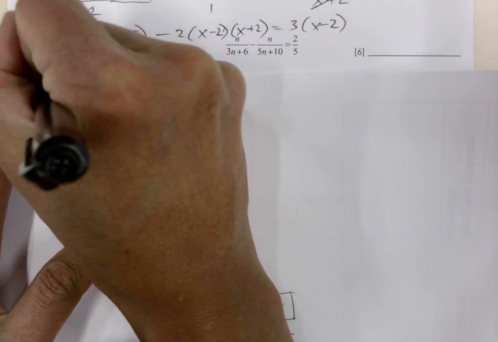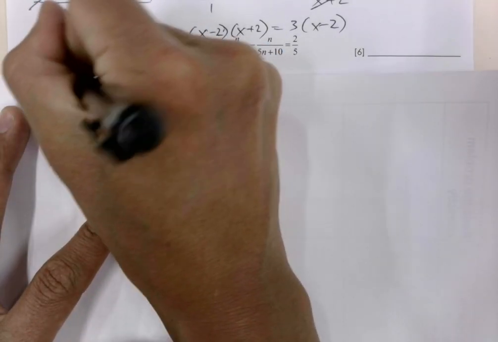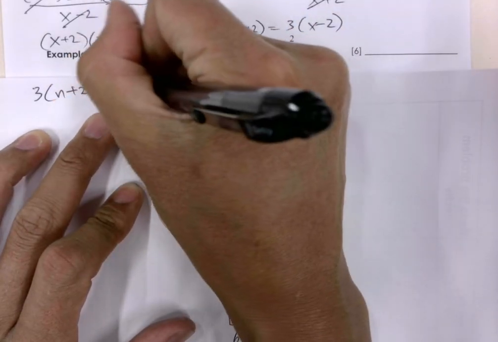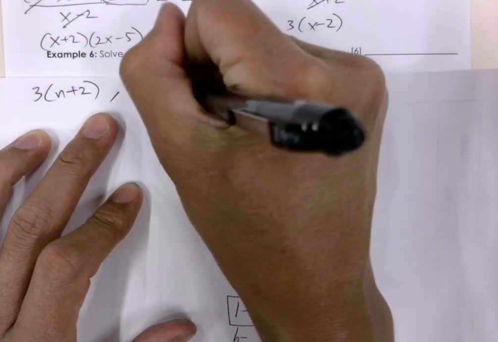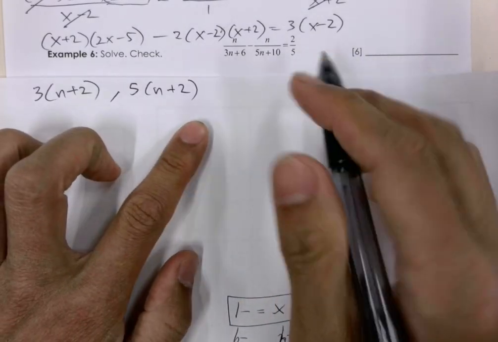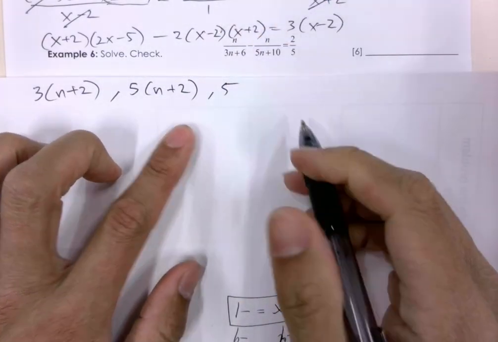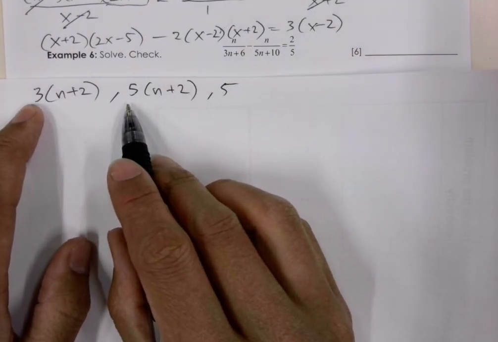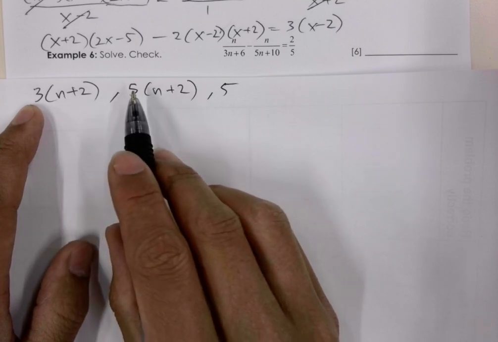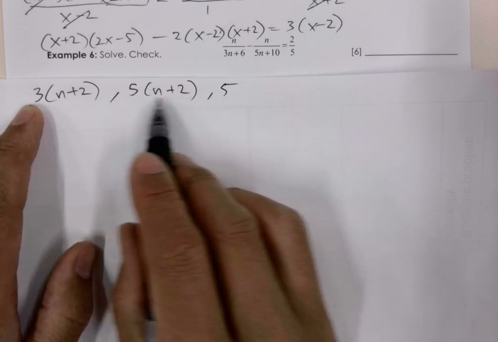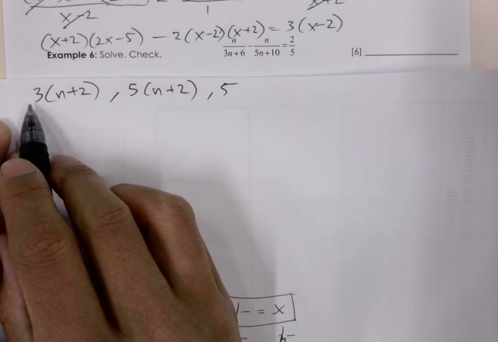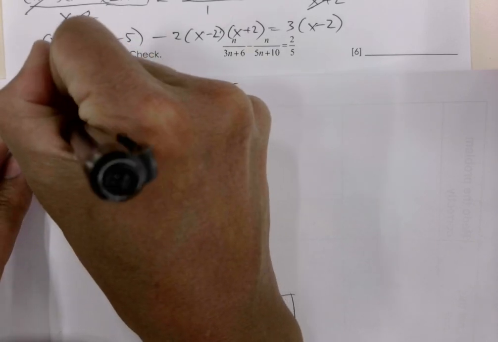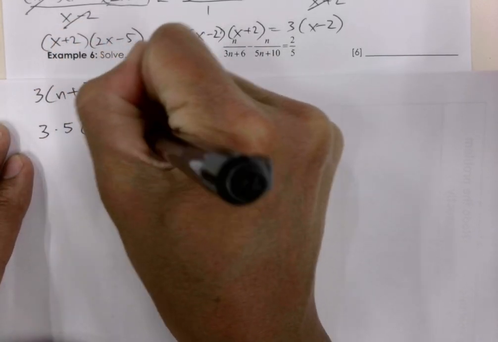So it's going to be factor out the 3, and I get n plus 2 as my first denominator. And then on the second denominator, I'm going to factor out the 5, and I get n plus 2 as well. And then my last denominator is a 5. So what's the lowest common denominator? It's going to be 3 times n plus 2 times 5, right? That includes all of my different denominators here, all the factors of the denominators. So it's going to be 3 times 5 times n plus 2.